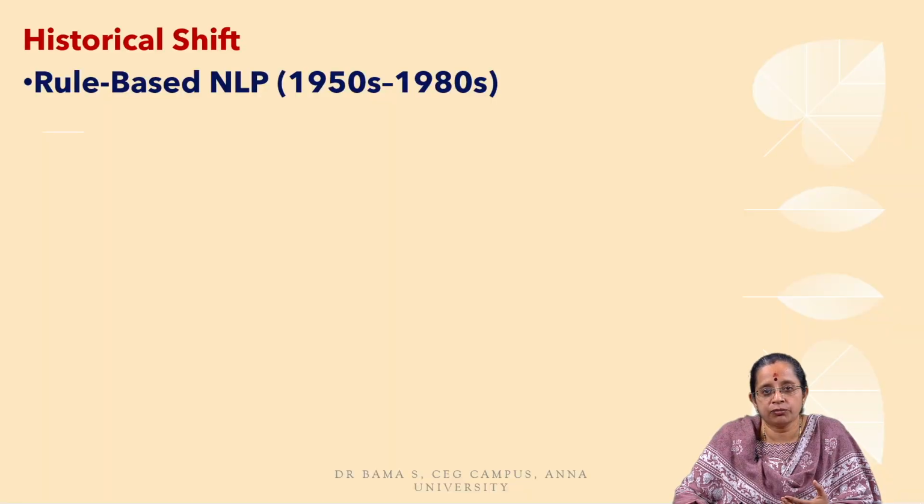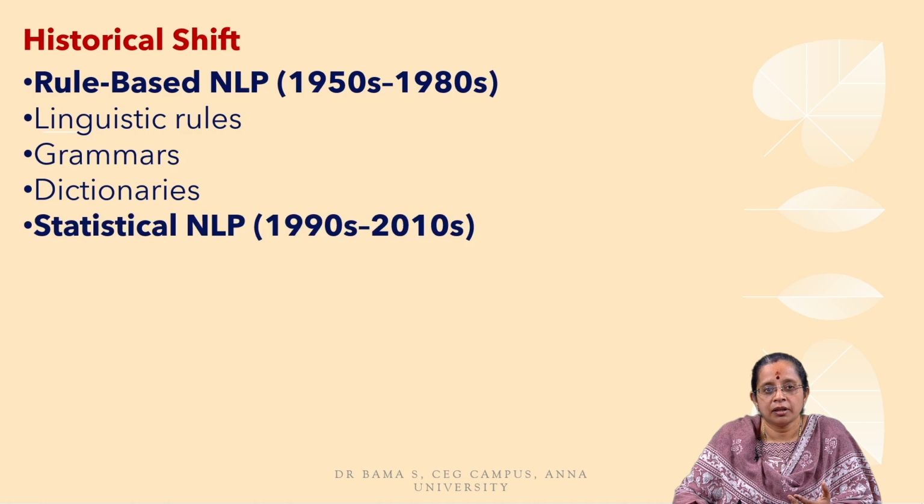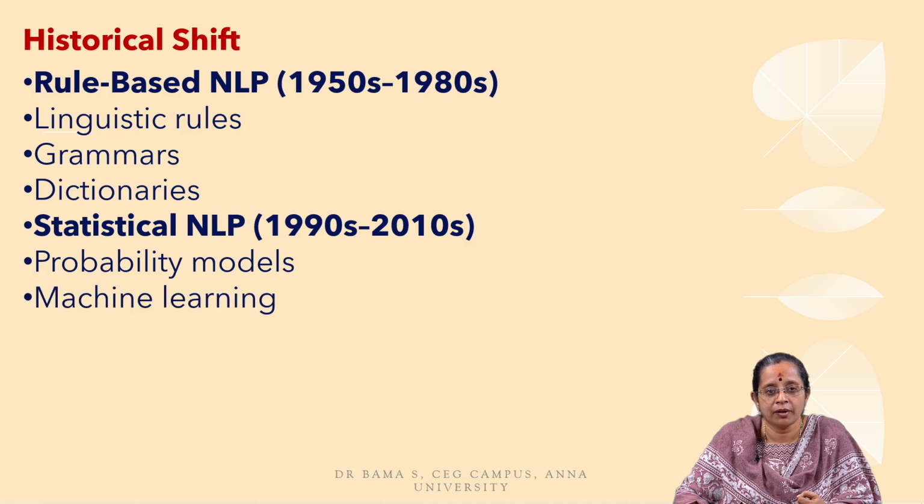During the 1950s to 1980s, there were the linguistic rules, like what we saw on the syntactic side, the CFG grammars, the dictionaries. Then from the 1990s to 2010, it is the statistical NLP side, where we went into probability models, which we will do in the next session, and I will give you a quick introduction now. And then the machine learning side. Because machine learning was fast approaching during 2000, statistical NLP picked up during that stage, because of which we have a large corpus.